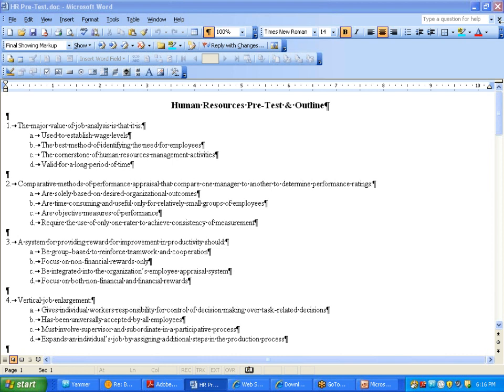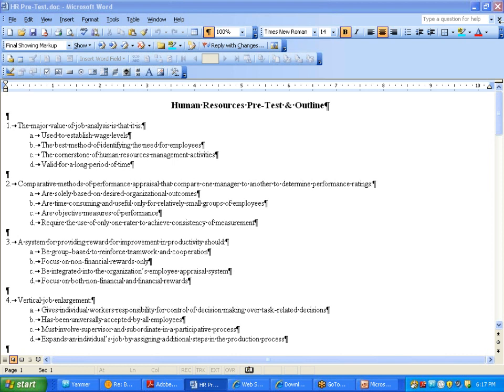A system for providing reward for improvement in productivity should, A, be group-based to reinforce teamwork and cooperation. B, focus on non-financial rewards only. C, be integrated into the organization's employee appraisal system. D, focus on both non-financial and financial rewards.